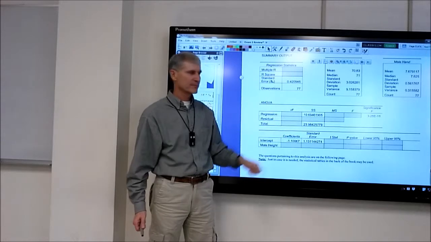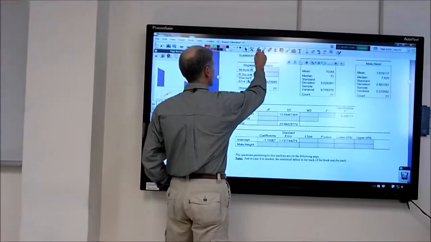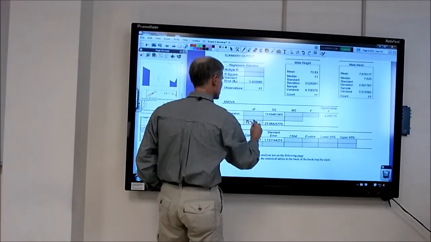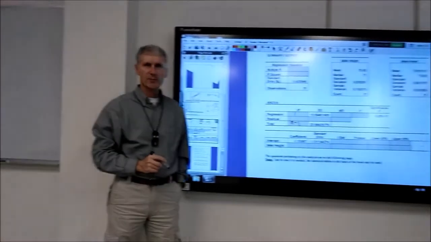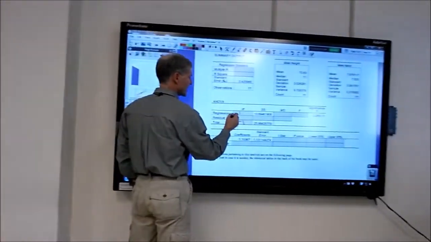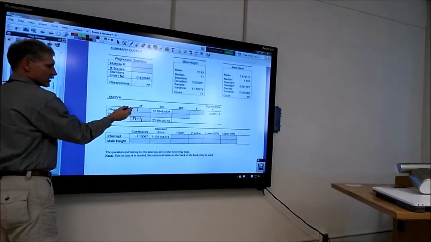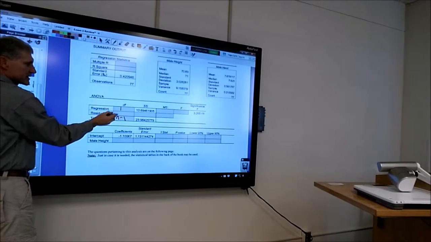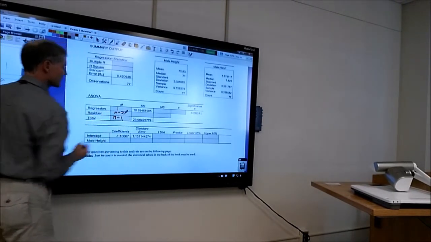What about degrees of freedom? N minus 1 for the total. The regression is 1, because we're doing one x variable in the model. And then it's n minus 2 for the residual. And these two, just like sums of squares, the two top ones must add to the bottom one. So that leaves n minus 2 for that.